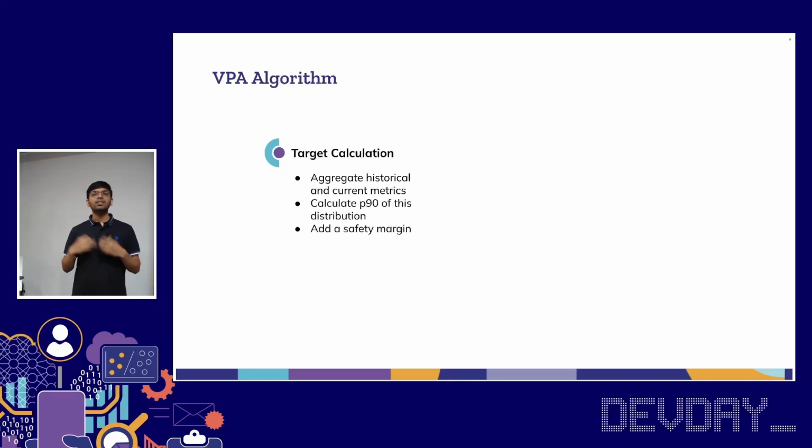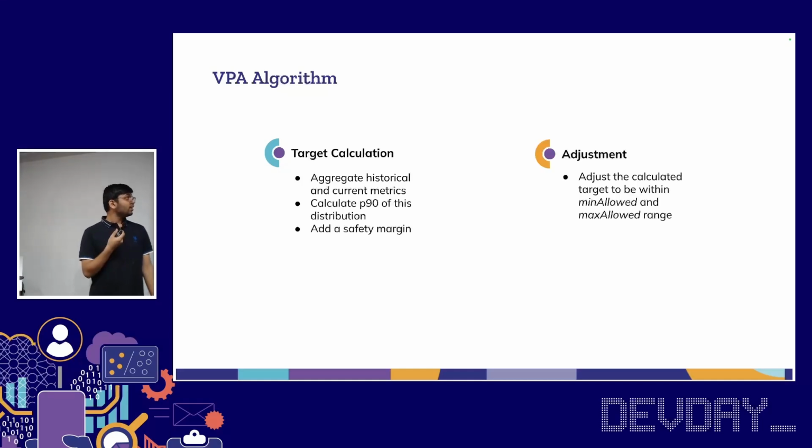Then it creates a histogram, right? Most of you, I believe, would know a histogram is just a plot of the graph. After calculating the histogram, it calculates something called a target value. The target value is basically the recommendation that it would want. For that, it calculates the 90th percentile of that histogram. The next step is it adds a safety margin. This is just for keeping some buffer. By default, this is 15%. You can configure it while setting up your VPA.